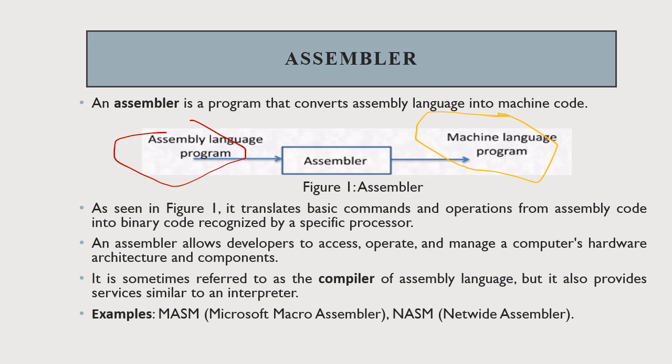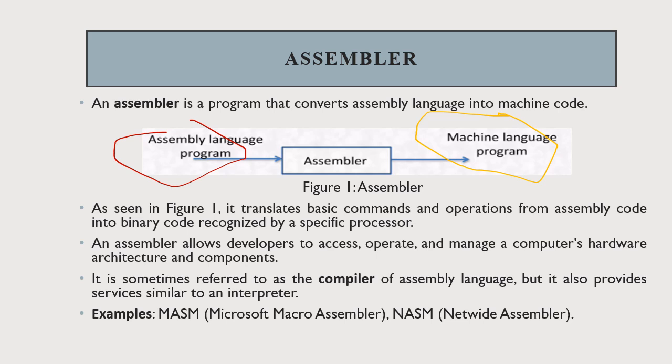What this line simply means is that this particular assembler is a set of programs that allows the developers to gain entrance into the system, assess its operations, and be able to manipulate or work on the computer architecture, which is the structure of the entire computer. Component simply means the basic parts of the computer.